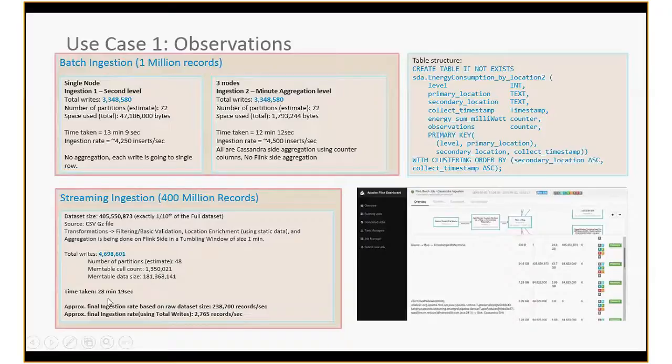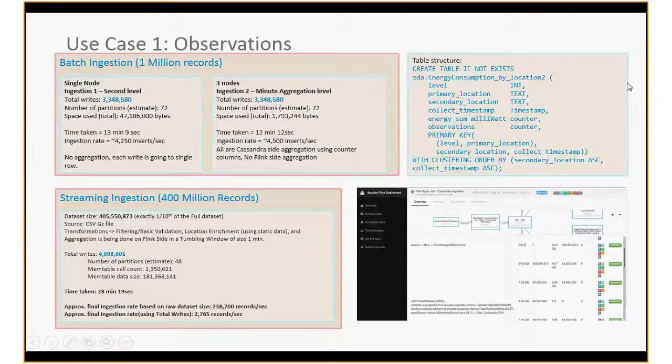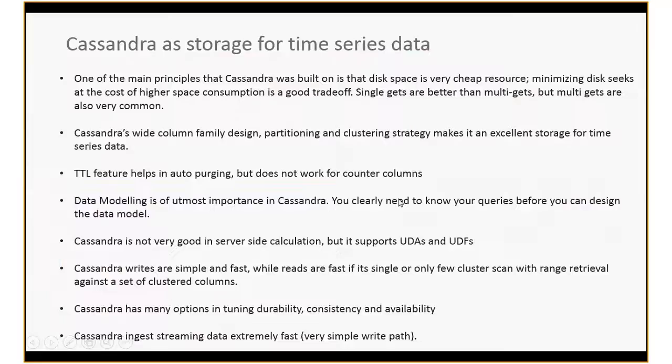The reason is we were using a very low end machine. Forget about cluster. In some cases we used a cluster of 3 nodes. For most of the cases we went for 1 node, and these are not powerful machines. And here's a glimpse of how the dashboard would look from a Flink aspect. It will give you different times. This is my table structure, and so on and so forth.